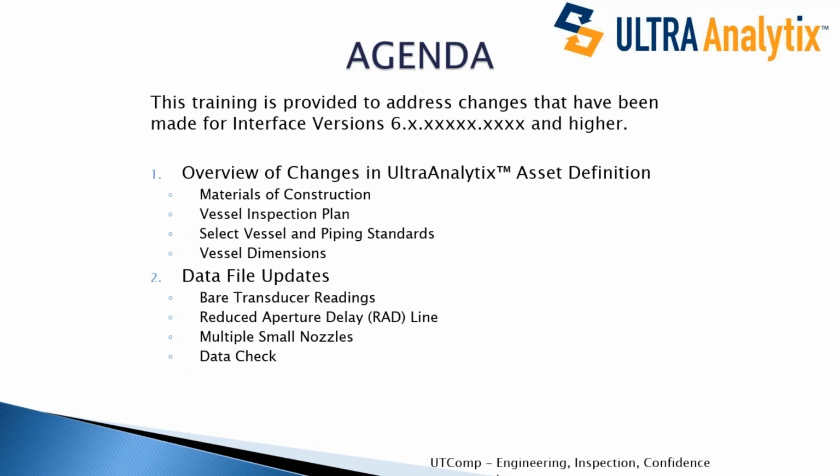For data files, there's a couple of updates. The first one is we've introduced something called a bare transducer reading, and we need 2 of those in each file. We've also introduced the reduced aperture delay line, or the RAD line. You've been notified about that by Joanne, and I'm going to talk a little bit about those, and the bare transducer readings are really there to deal with those. We've also added the opportunity to get repad readings from multiple small nozzles or multiple small repads, for instance, ladder repads on a vessel.